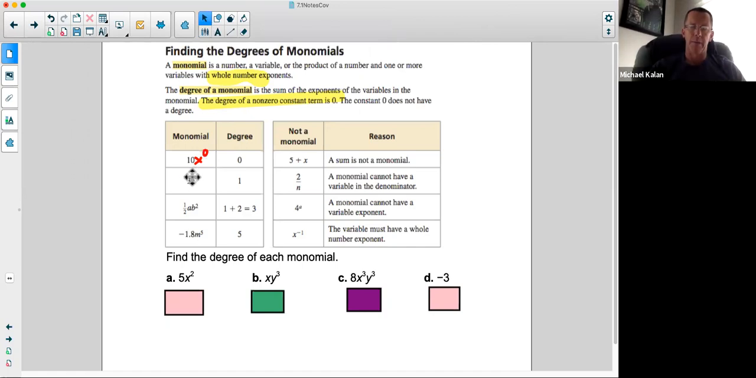And then 3x, remember this is like x to the first power, so that would be 1. Here, it's a to the first, b to the second, so 1 plus 2 would be 3. Here the only variable is an m, and it's to the 5th power, so its degree is 5.